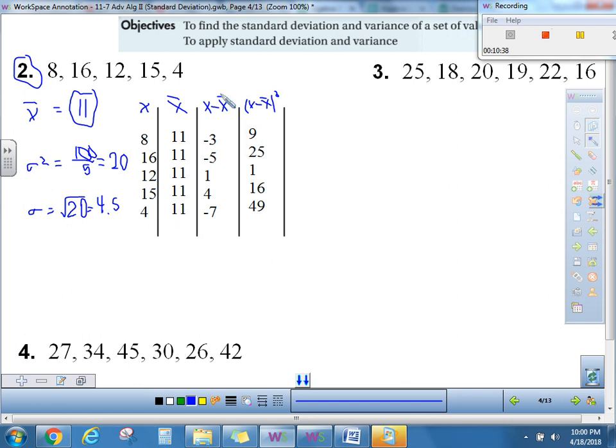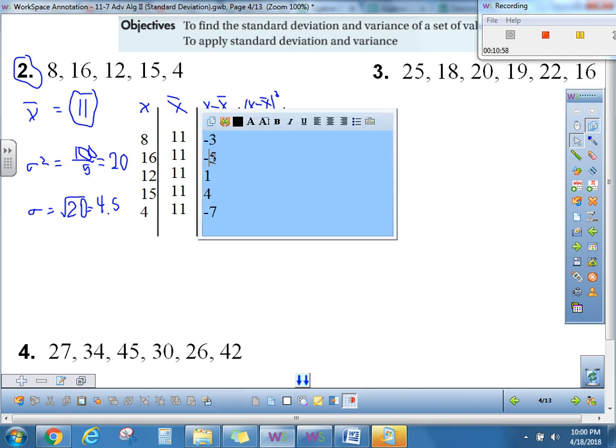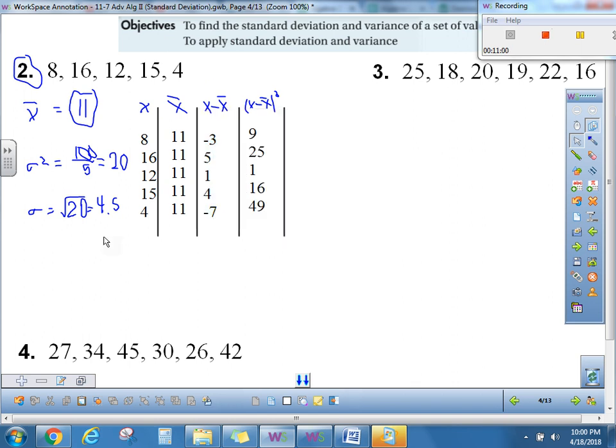Then we did x minus x bar. So 8 minus 11 is negative 3. 16 minus 11, that should be positive 5. Quick fix. Okay. Then 12 minus 11 is 1, and 15 minus 11 is 4, and 4 minus 11 is negative 7.